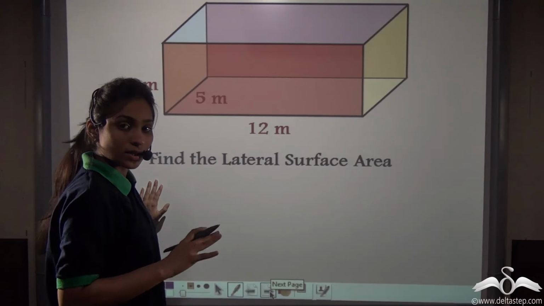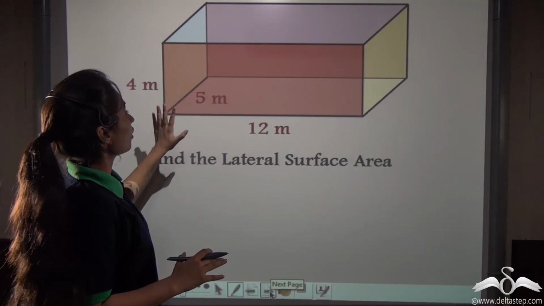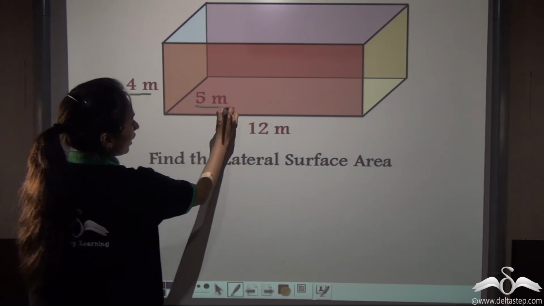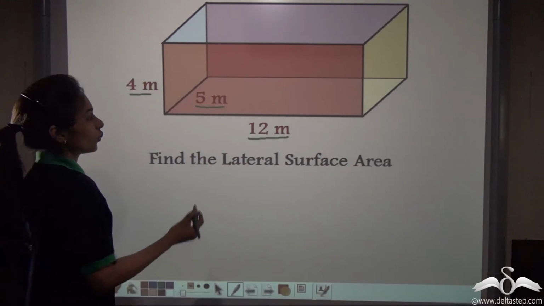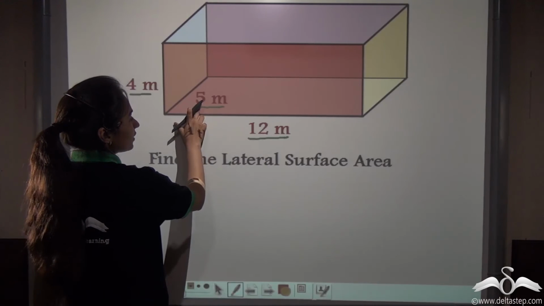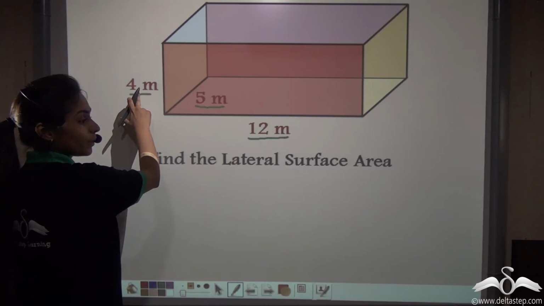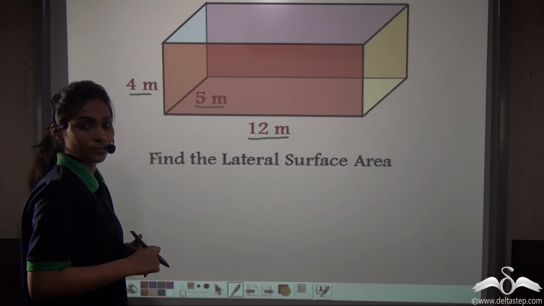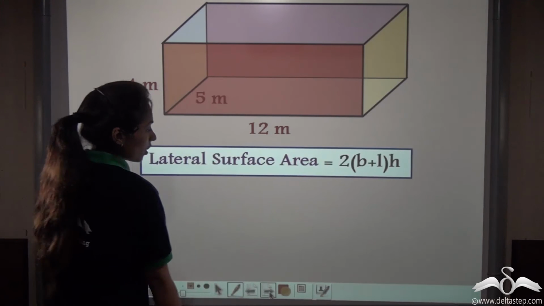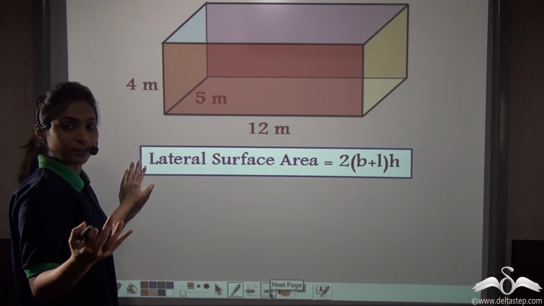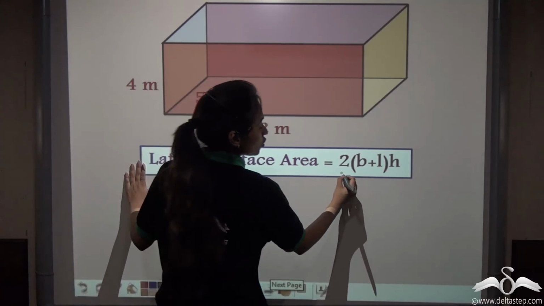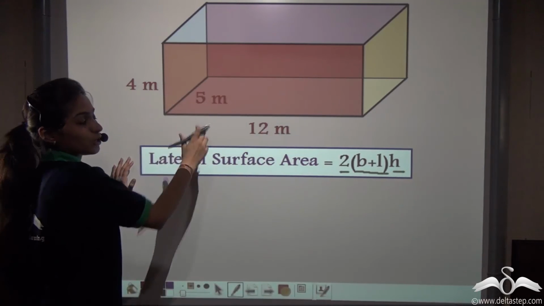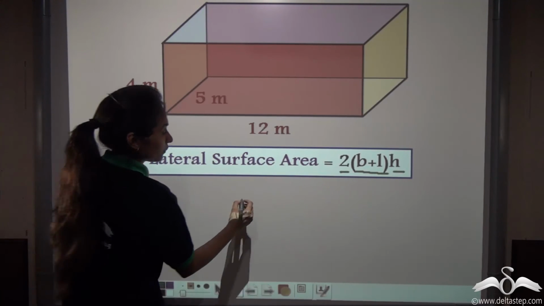Now you know how to find out the lateral surface area. Now we have given you this cuboid which has dimensions 4, 5 and 12 meters. You can take the length as 12 meters, breadth as 5 meters and height as 4 meters. Now find out the lateral surface area yourself. Now we know that the lateral surface area can be calculated with the formula 2 brackets b plus l into h. Now let's put these values in this formula and solve the sum.